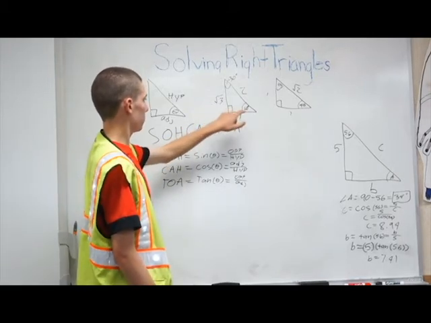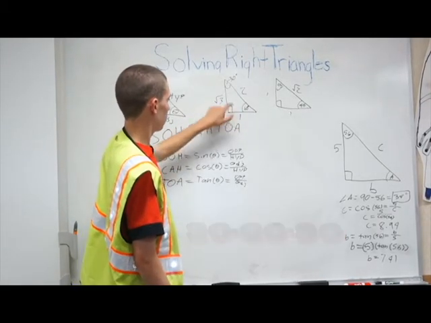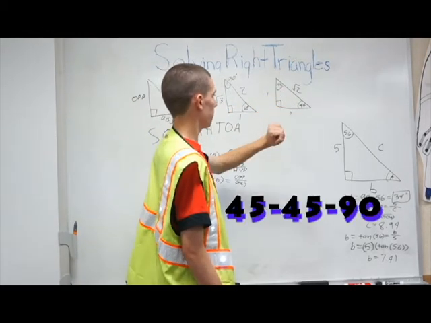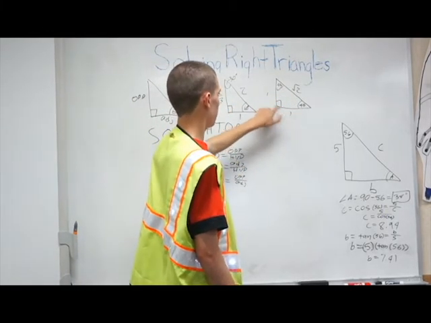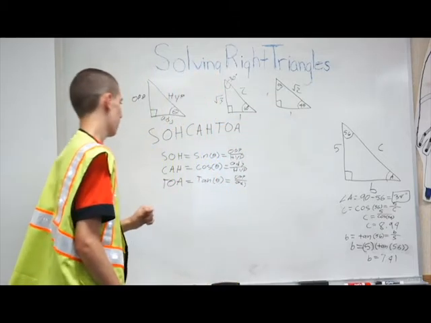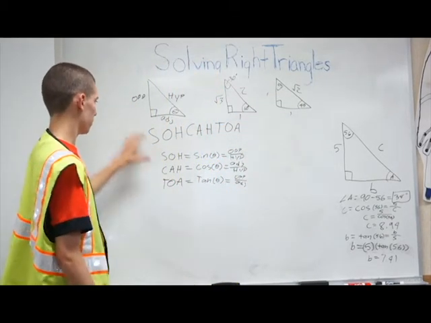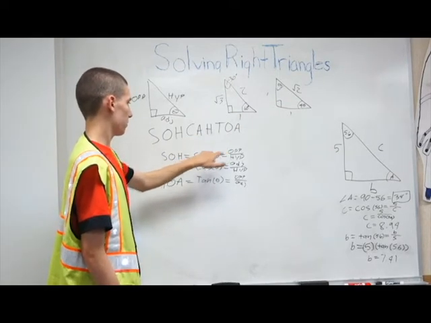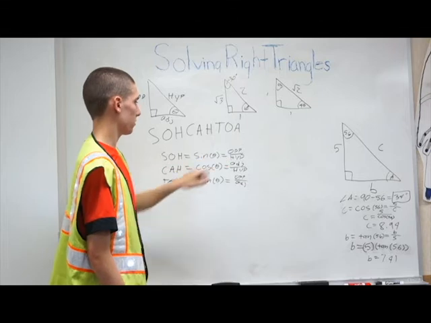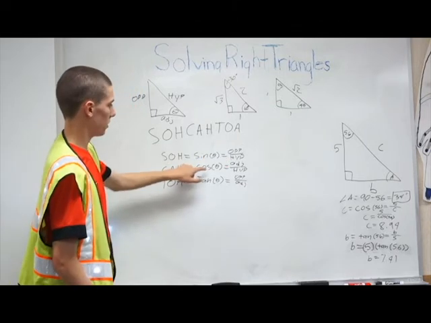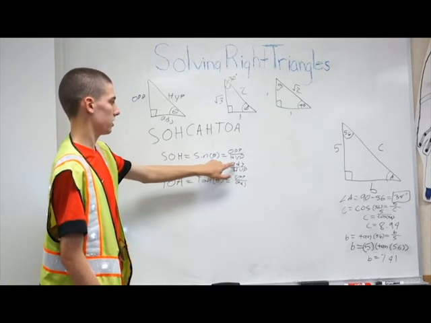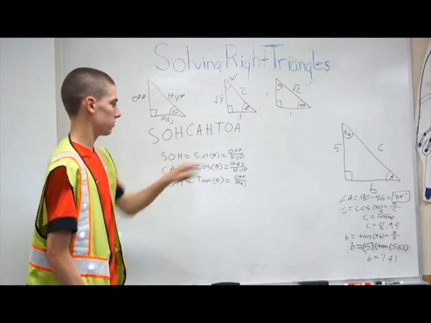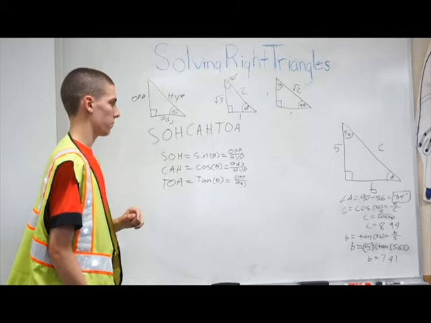Special right triangles include a 30-60-90 triangle, which has sides of 1, root 3, and 2, and a 45-45-90 triangle, which has sides 1, 1, and root 2. To solve right triangles, you can use SOHCAHTOA. SOH means the sine of the angle equals the opposite over the hypotenuse. CAH means that the cosine of the angle equals the adjacent over the hypotenuse. And TOA means that the tangent of the angle equals the opposite over the adjacent sides.